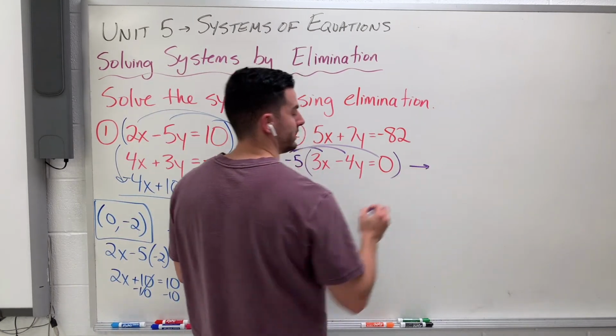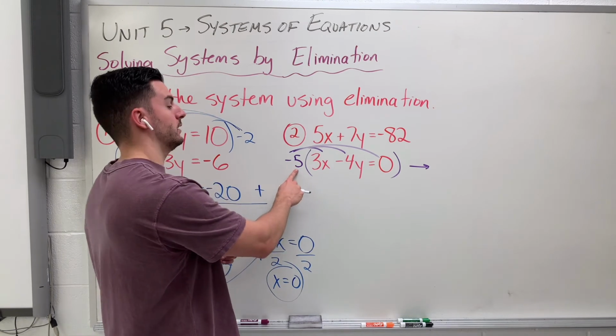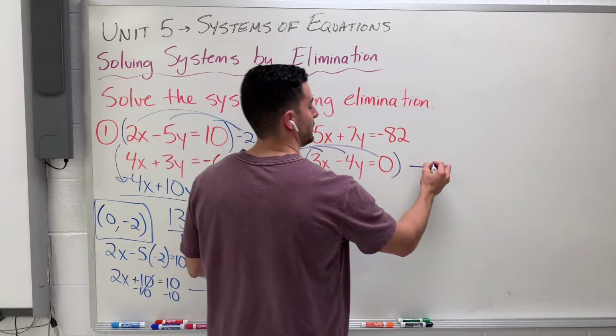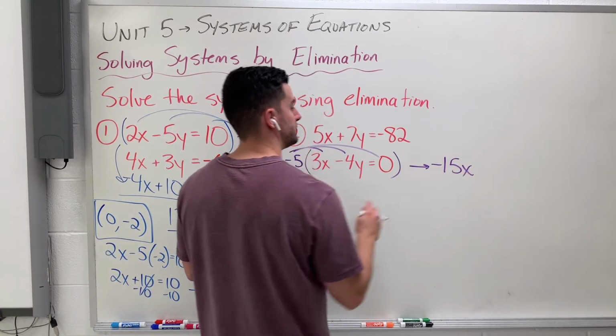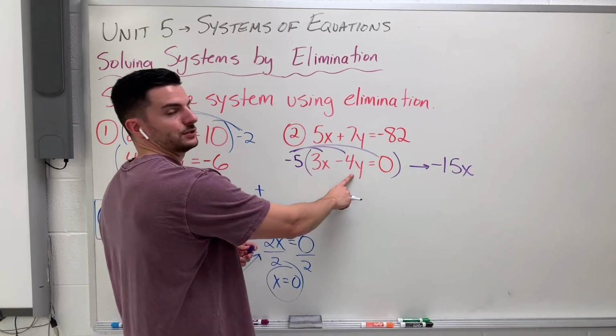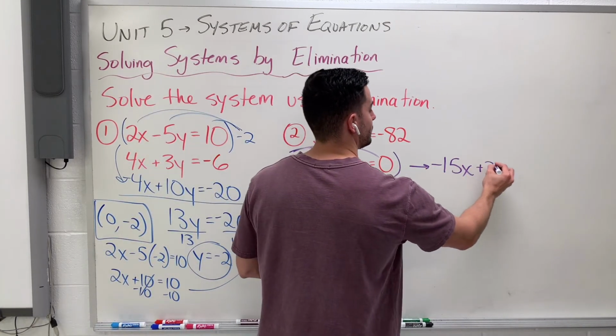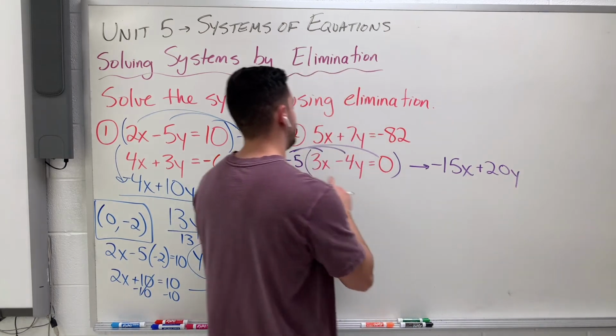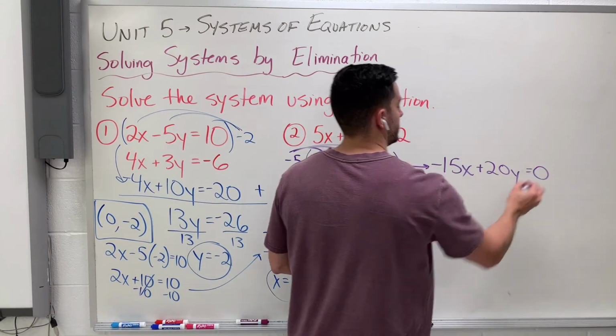Let's just do that and see what we get. I'll show you why I picked that. Negative 5 times 3x would be negative 15x. Negative 5 times negative 4y would be positive 20y. And then negative 5 times 0 is still 0.